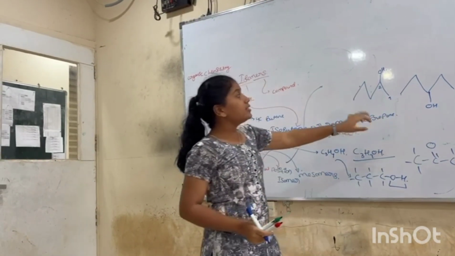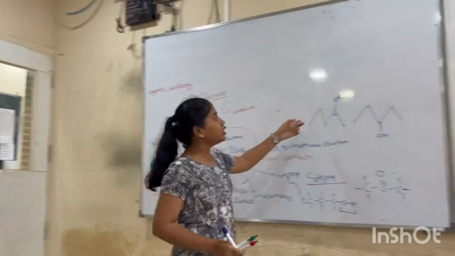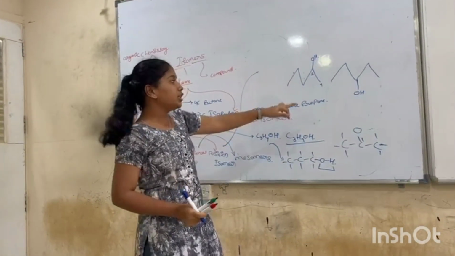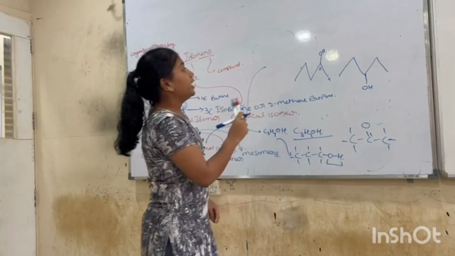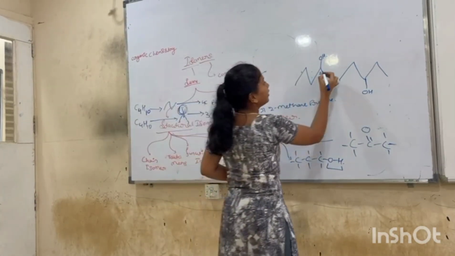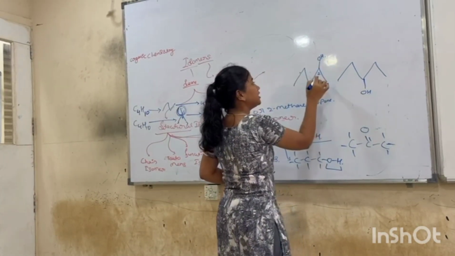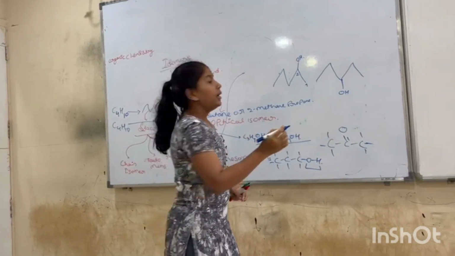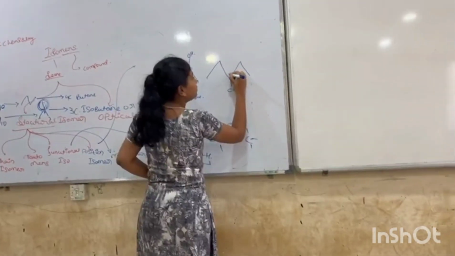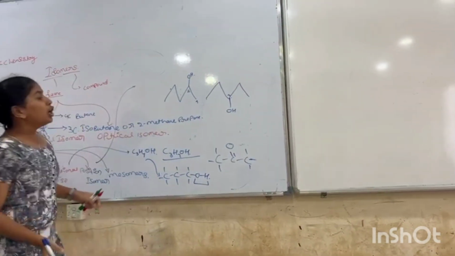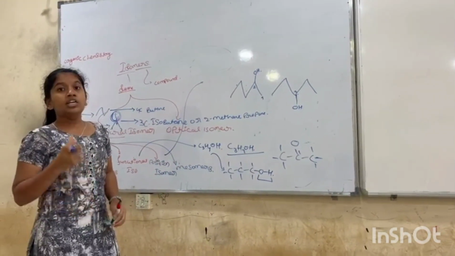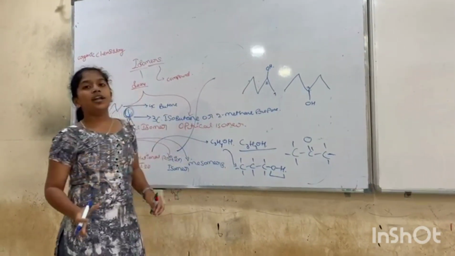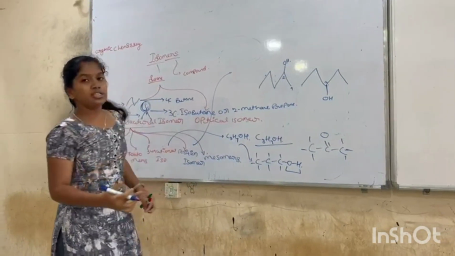In both cases, the functional group is the same. This is also alcohol, and this is also alcohol as a functional group. But in this one, alcohol is present on the second carbon, and here the alcohol is present on the third carbon. So the position of the alcohol was different. So this type of isomer is called positional isomer.